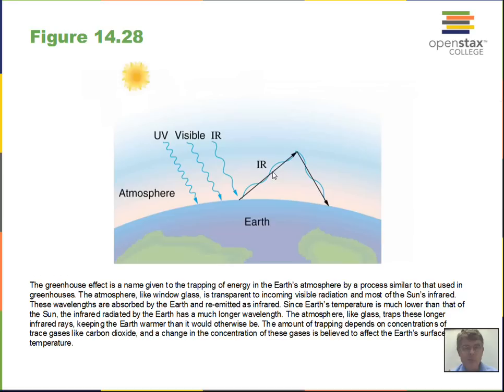Another way you can kind of key in or relate to this greenhouse effect: what nights in January are the coldest? What nights in January are coldest? The clear nights or the cloudy nights?